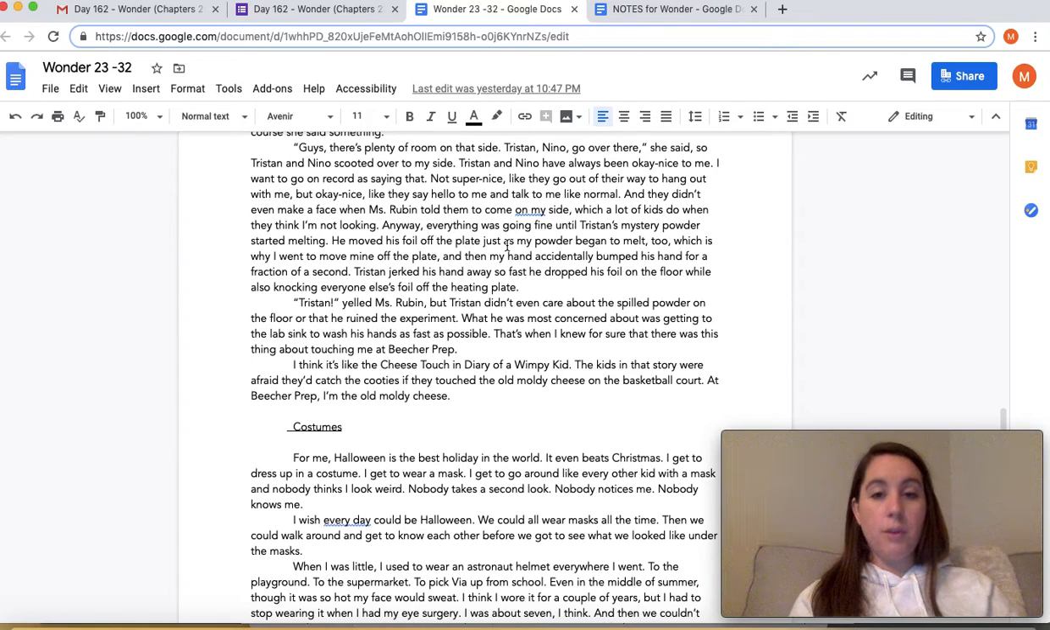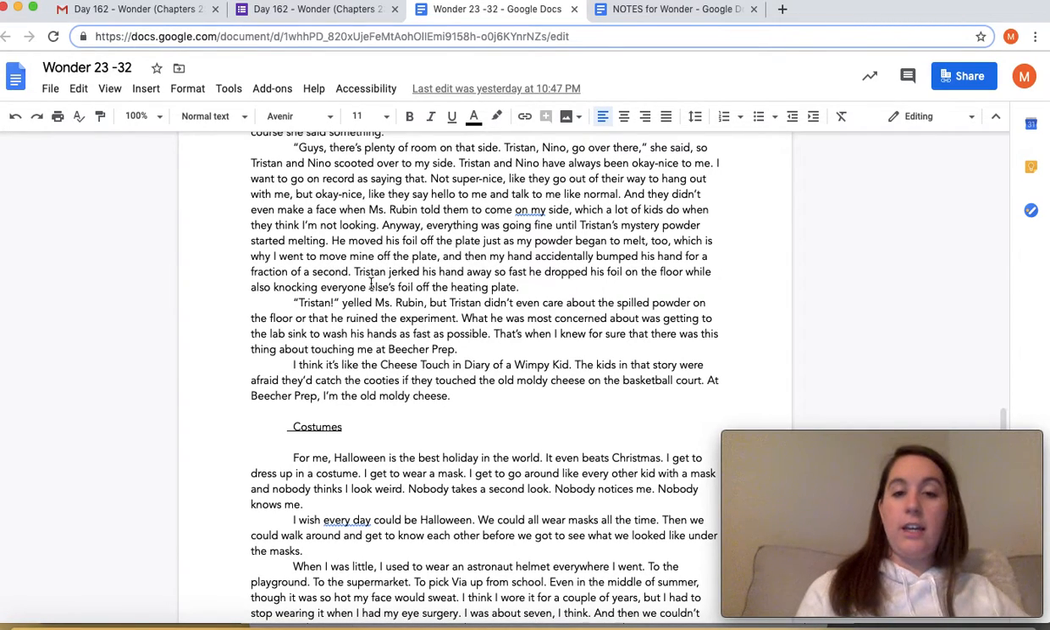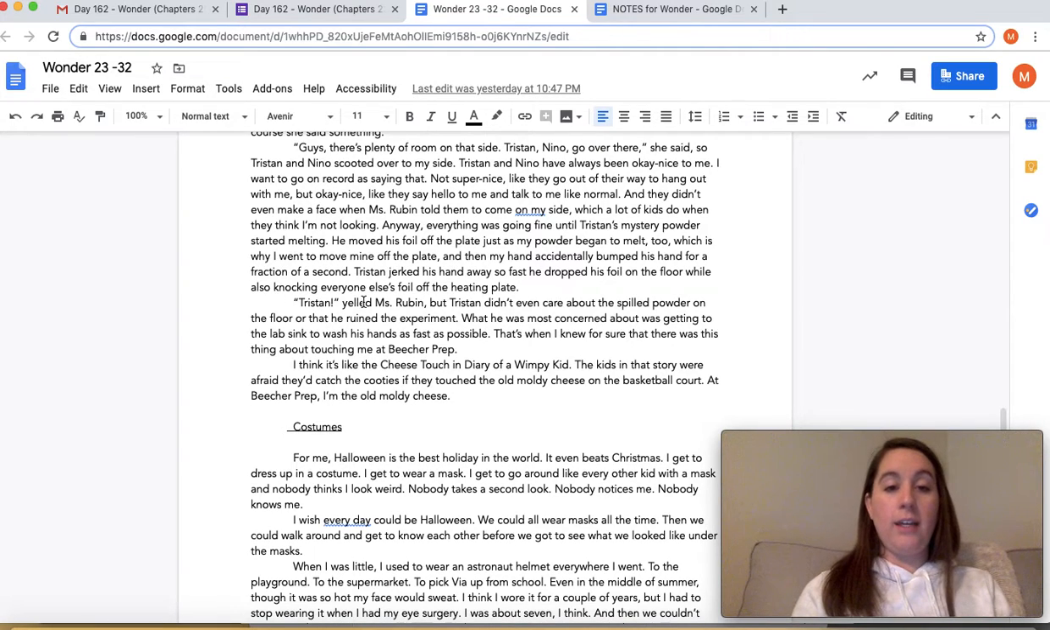Anyway, everything was going fine until Tristan's mystery powder started melting. He moved his foil off the plate just as my powder began to melt too, which is why I went to move mine off the plate. And then my hand accidentally bumped his hand for a fraction of a second. Tristan jerked his hand away so fast that he dropped his foil on the floor while also knocking everyone else's foil off the heating plate.